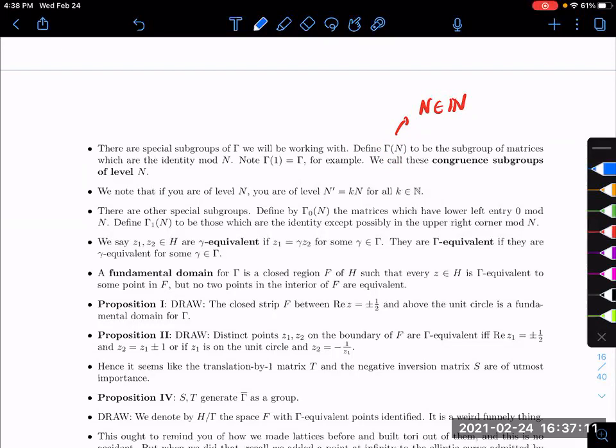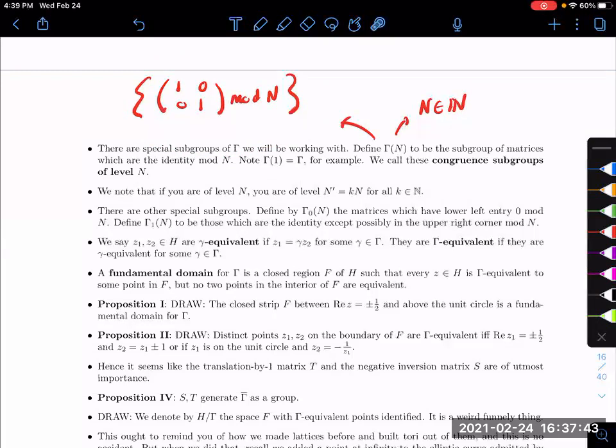So this is the set. Usually the way it's written is like this: the set of all matrices 1, 0, 0, 1 mod N. But that's just shorthand, right? What does that actually mean? That means if you reduce the entries of your SL2 matrix mod N, you get the identity matrix. So for example, it's an easy check that gamma of 1 is just gamma. You can convince yourself of that if you'd like.